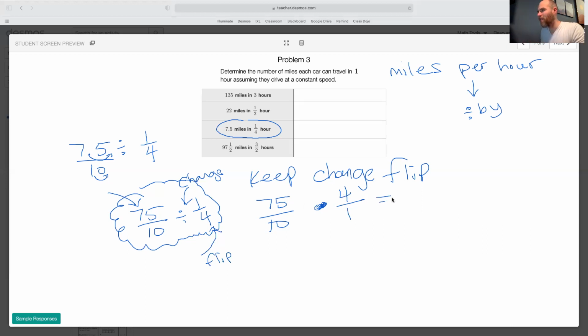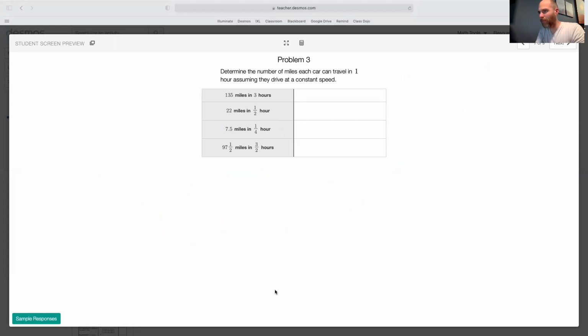So 75 times 4, 300, right? I think. 10 times 1, 10. 300 divided by 10, 30. I called it. It was 30. All right, so that's all it is. Just take the miles divided by the hours. I'm not going to do all of them for you.